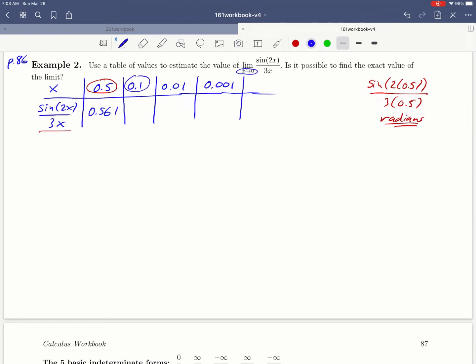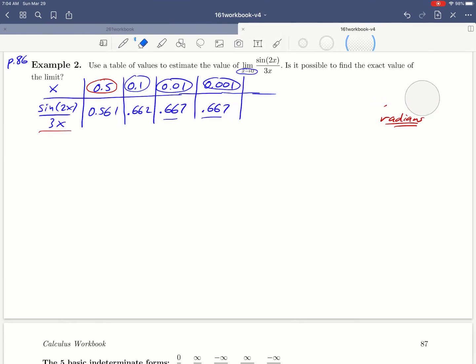Then we'd move down the line, move over to 0.1, substitute that in, and you're going to get 0.662. I'm going to just show you what I got when I substituted these last two in: 0.667 and then 0.667. The fact that those last two numbers repeated indicates that we're probably going to keep getting that number over and over again if we round off to 3 decimal places. So our best guess for the limit based on the table is that this limit appears to be about 0.667.